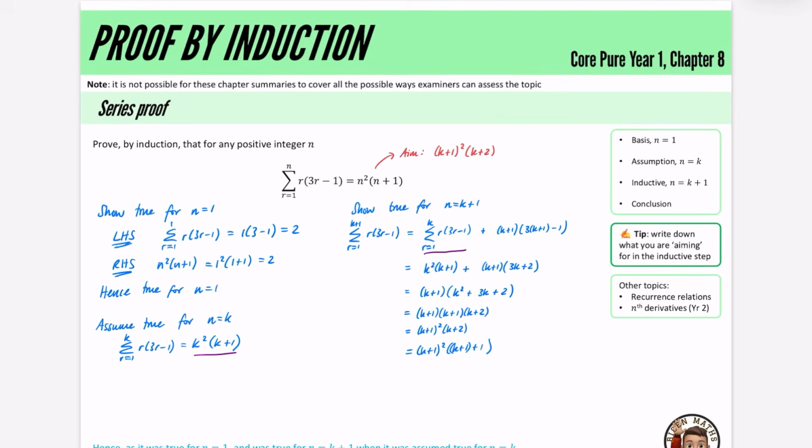So that's everything for proof by induction. Do make sure that you look out for potential other ways they could ask it in the real exam as well. But I hope this has really refreshed your memory on this topic.